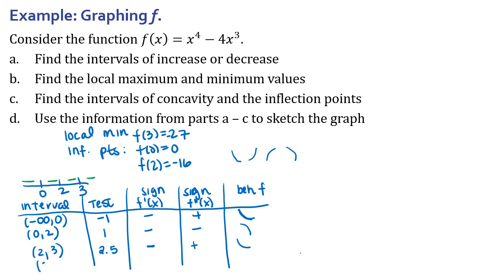And then from 3 to infinity, our first derivative, if we did 4 as a test point, is positive. From 3 to infinity on our second derivative, that is also going to be positive. So a positive means this is going to be an increasing function that is concave up, so it's going to look like that.